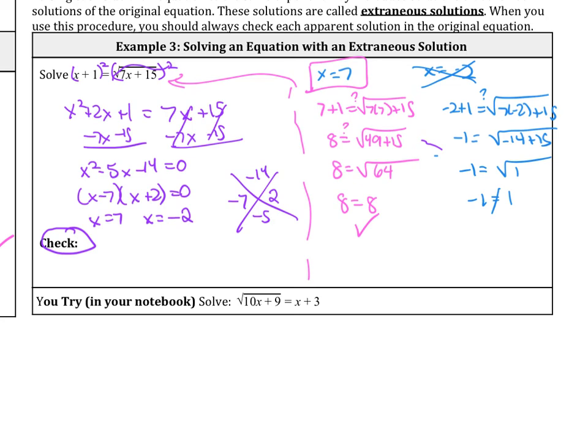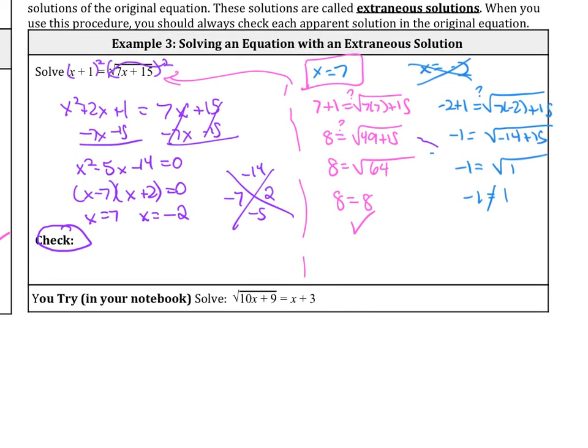So now try this example here in your notebook. The square root of 10x plus 9 equals x plus 3. As a hint, when you get your quadratic, when you set it equal to 0, you are going to want to do GCF, and then don't forget the zero product property.